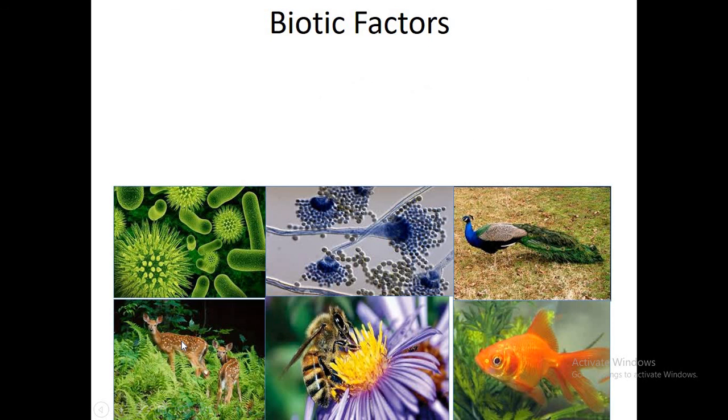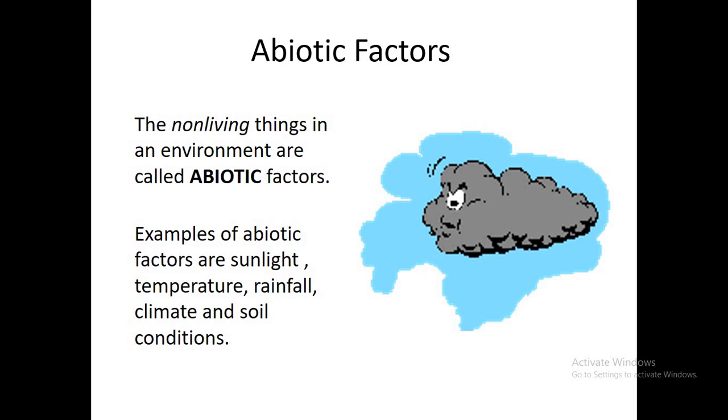Then next comes the part on abiotic factors. The non-living things in an environment are called abiotic factors. Examples of abiotic factors are sunlight, temperature, rainfall, climate, and soil conditions. That's all about ecology.